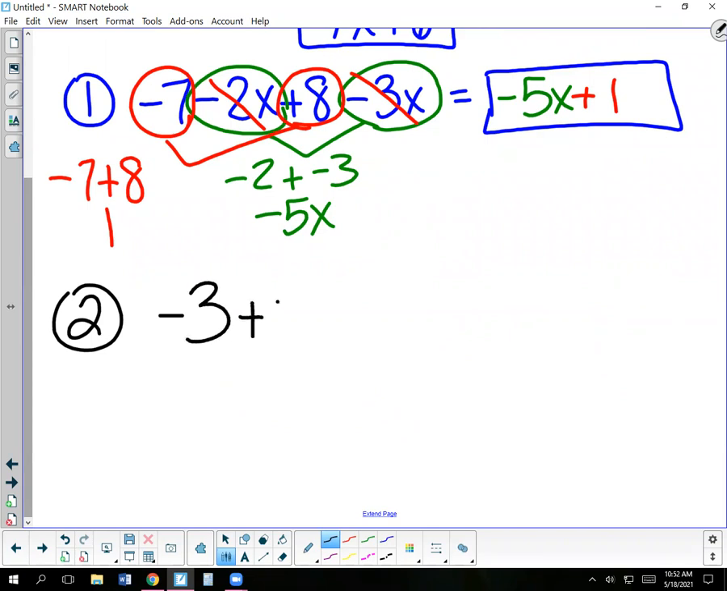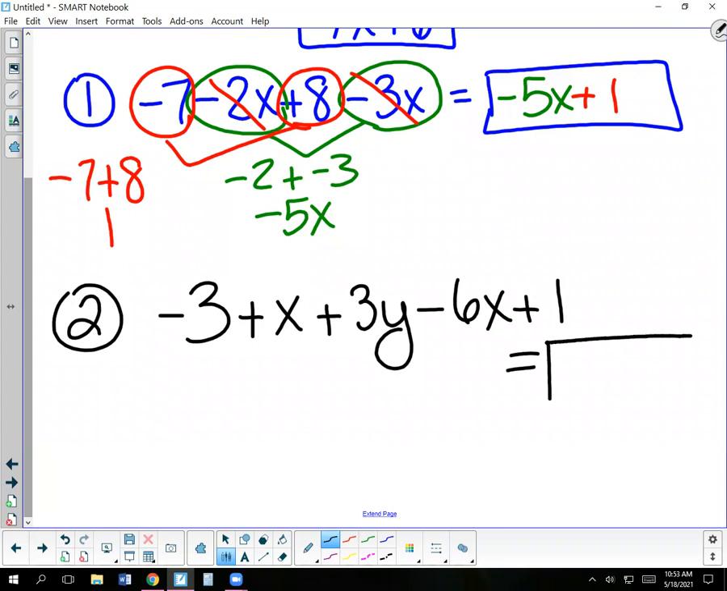-3 plus x plus 3y minus 6x plus 1. I want to write it in simplest form. Okay, so does anything look alike here? Now make sure you tell me negative, positive, whatever I'm looking at. What can I circle and I'm allowed to add together?